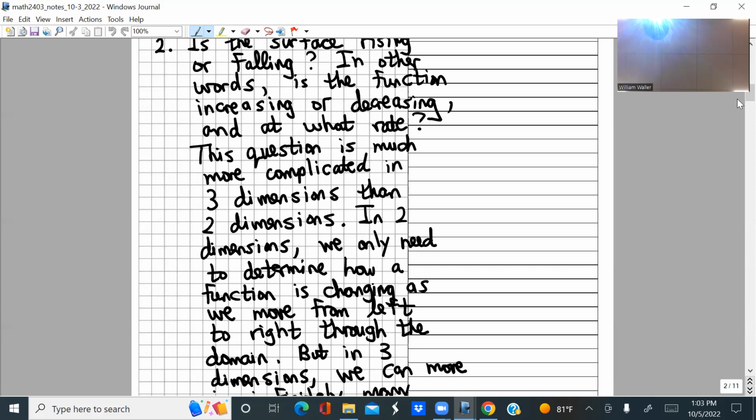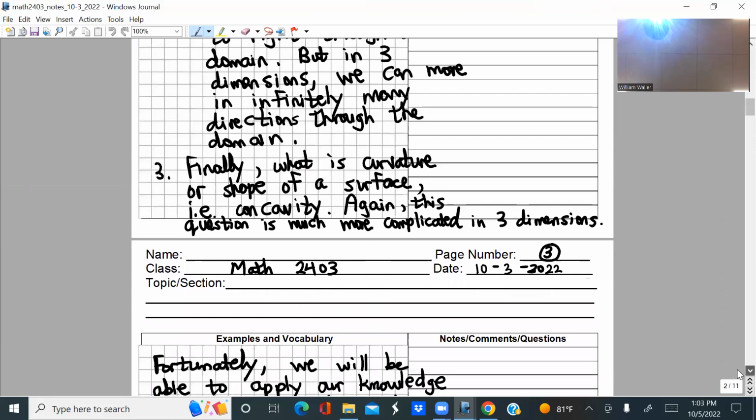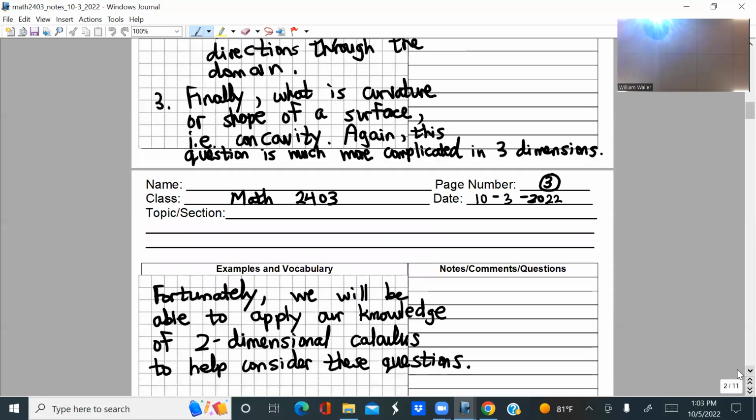What's that called? It's concavity, right? So another thing we're concerned with for curves is their concavity. That's the shape of the curve, right? We're also going to be concerned with that question in two dimensions, the curvature of a surface, or the shape of the surface.